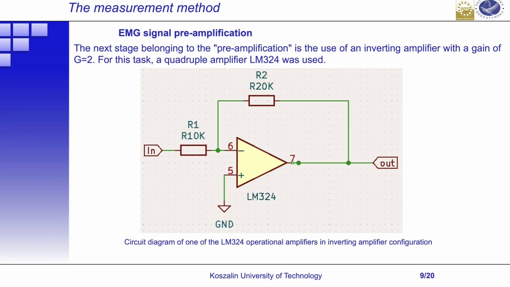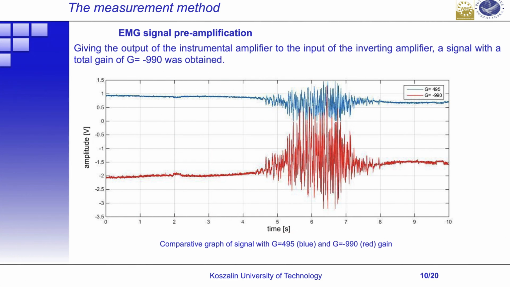gain of 2. For this task, a quadruple amplifier LM324 was used. With this solution, we have 4 operational amplifiers that will be used for the next steps of signal processing in a single chip. In this case, one of them was used in the inverting amplifier configuration, giving the output of the instrumentation amplifier to the input of the inverting amplifier.